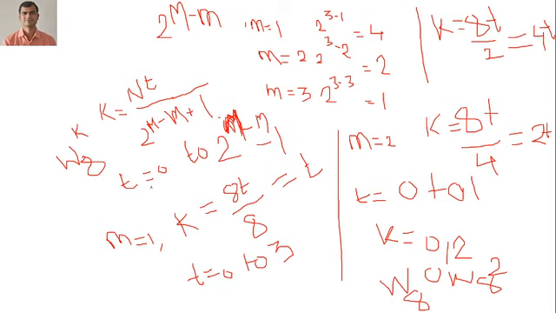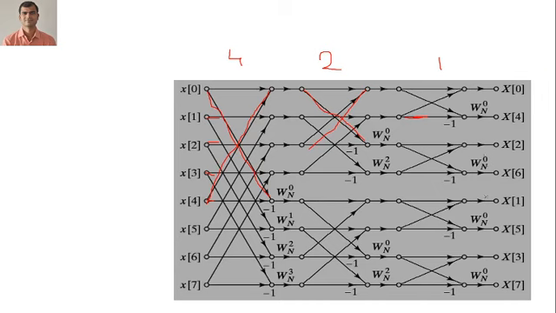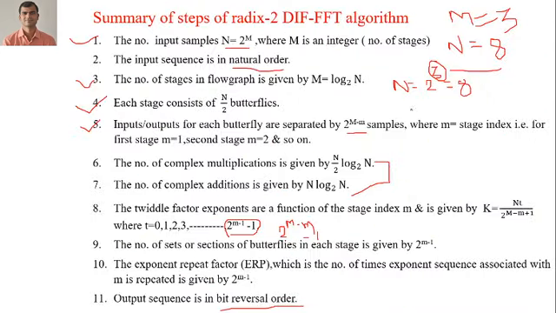Now the twiddle range of t, 2 raised to 0 to 2 raised to 3 minus 3. So 2 raised to 3 minus 3, so 2 raised to 0, that is 1. 1 minus 1 is 0. So the range of t is equal to 0 only. So while putting t equal to 0, the value of k is also equal to 0. That's why we are getting the twiddle factor exponent as W8 0. So here we have got W8 0 as the twiddle factor exponent. So that is about step number 8.